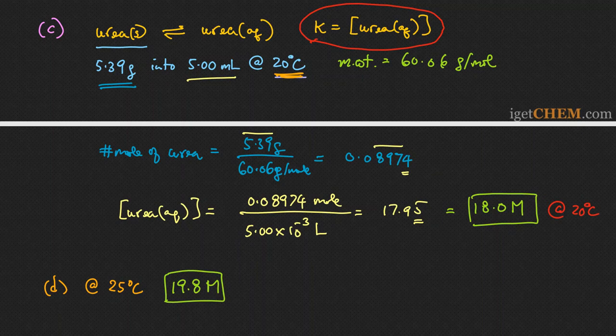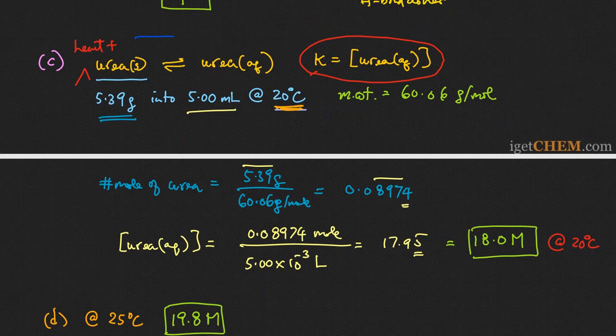So if heat is on the reactant side, then when you raise the temperature, it's going to shift to the right. So if heat was here on the left side, then raising the temperature is going to shift the reaction to the right, because raising the temperature is making more heat available.